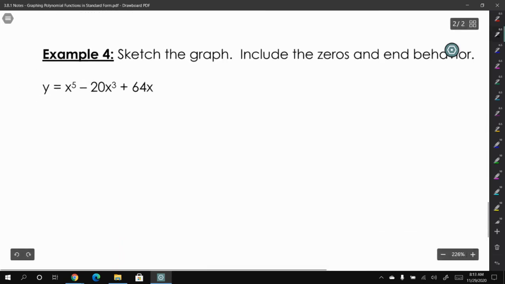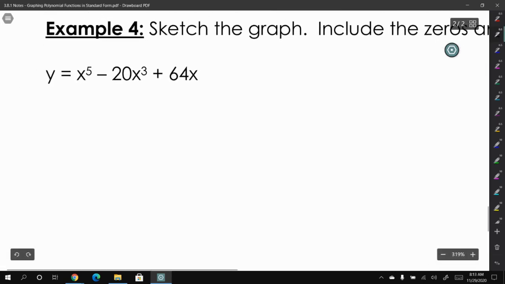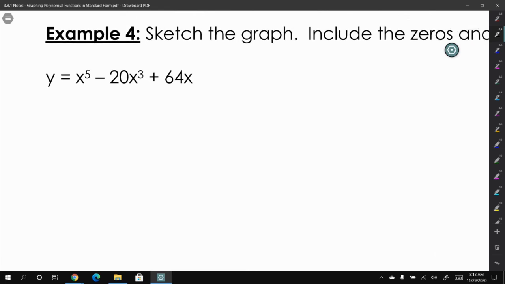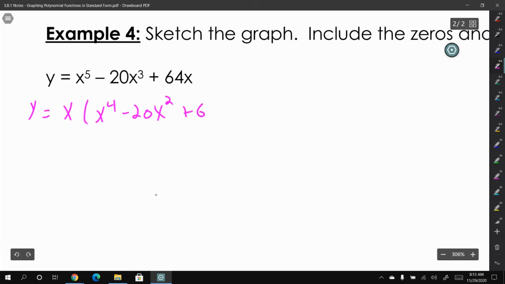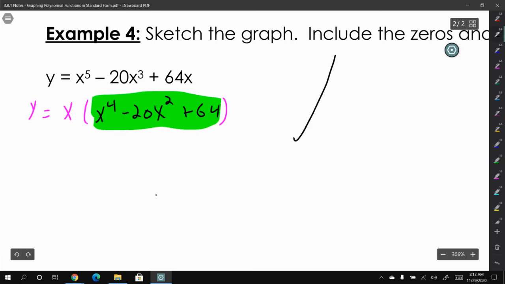All right, now in this problem, I see that we have an x to the 5th minus 20x to the 3rd plus 64x. So they all have an x in common, so we can factor that out. We have x to the 4th minus 20x squared plus 64. So now I'm going to factor just this part, like we did above. So let me do my x. So negative 20 and 1 times 64 is 64.